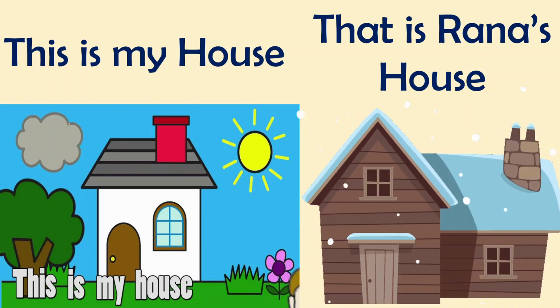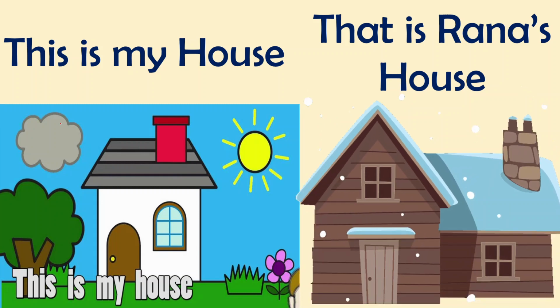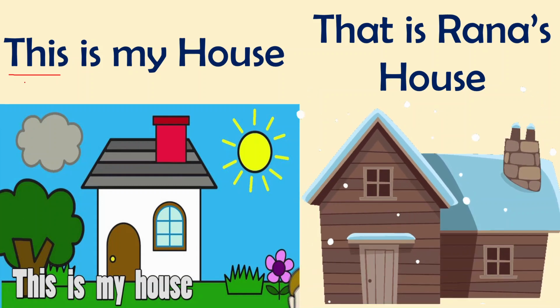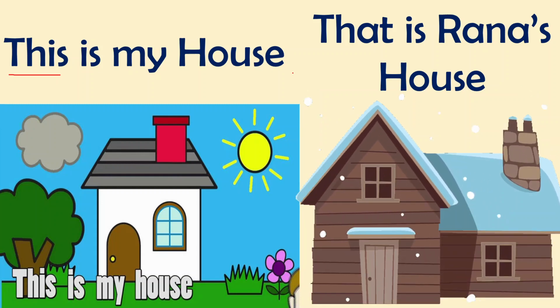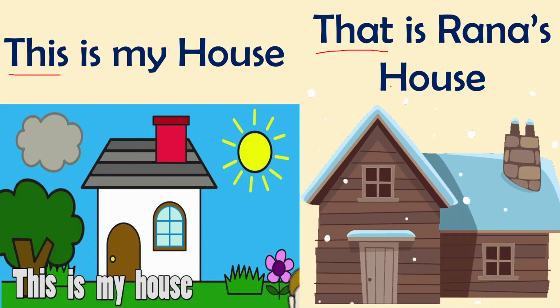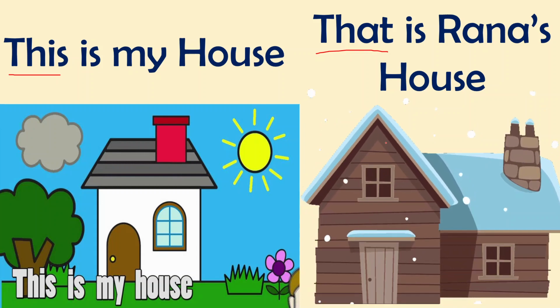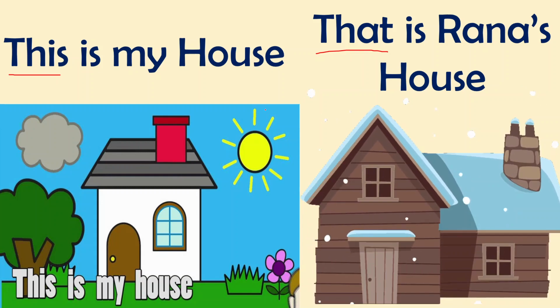If you are showing your house to your friend, you can say, "This is my house." Though this is the demonstrative pronoun, it is denoting your house because you are at your house. If your friend's house is nearby, and your friend's name is Rana, then you can say, "That is Rana's house." Why do we use that over here? Because Rana's house is far away from your house. So to show the distance between things, you can use this and that.